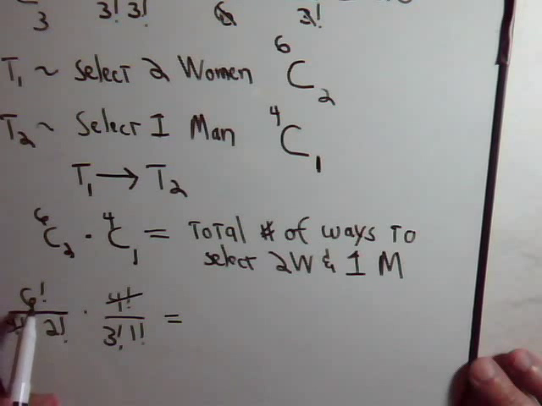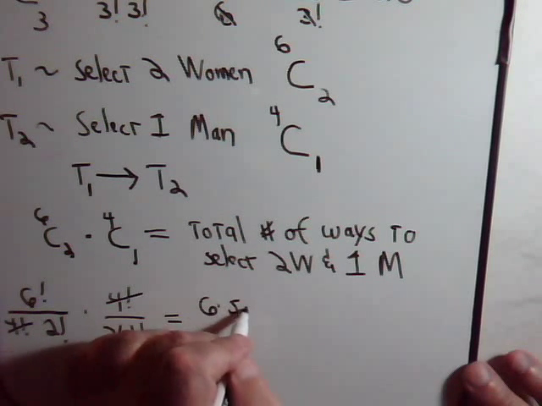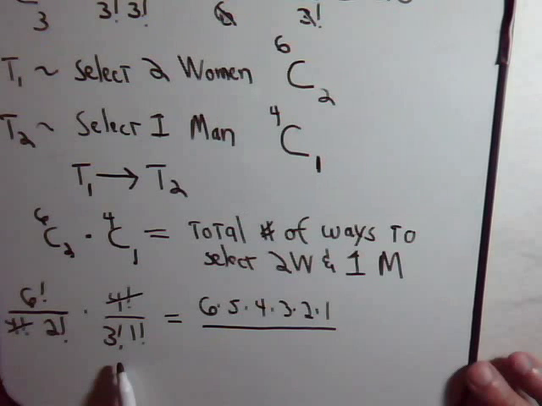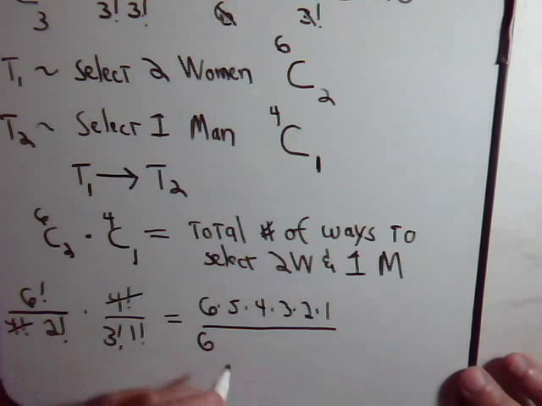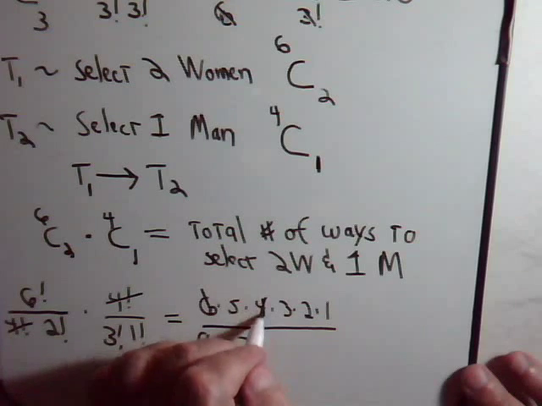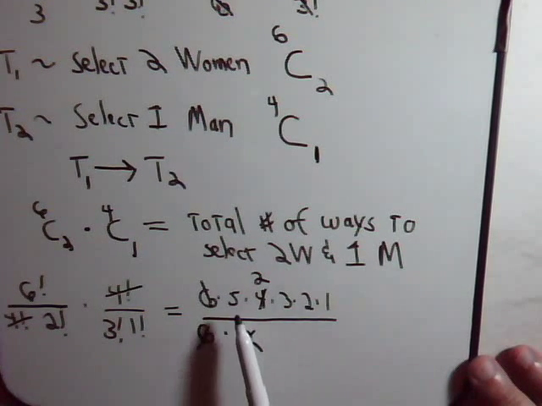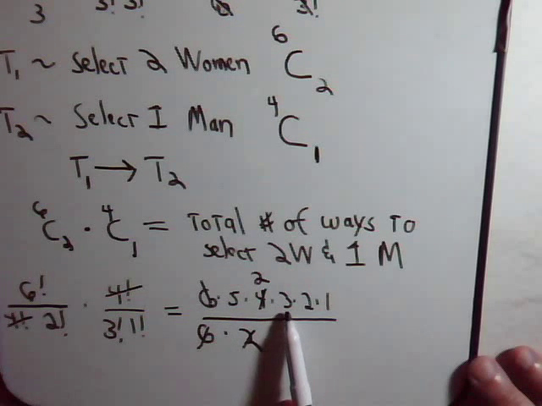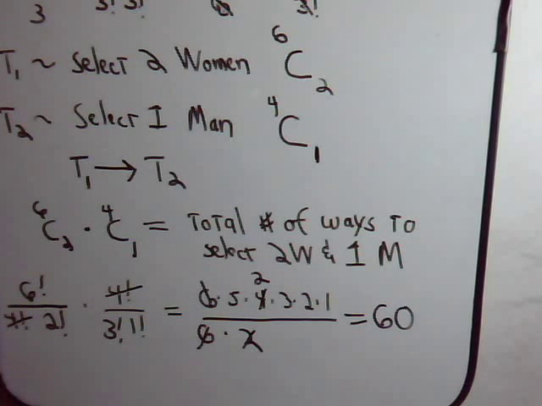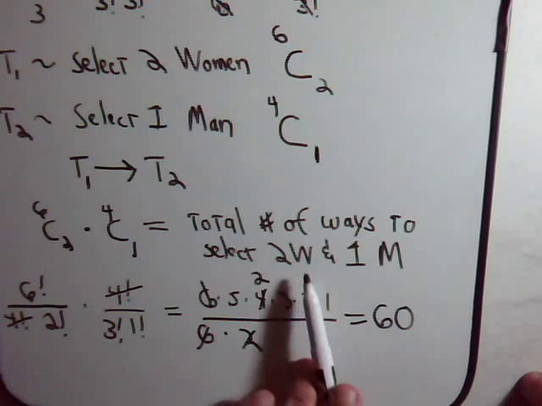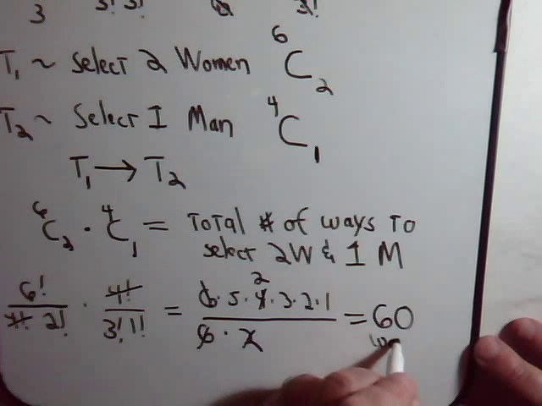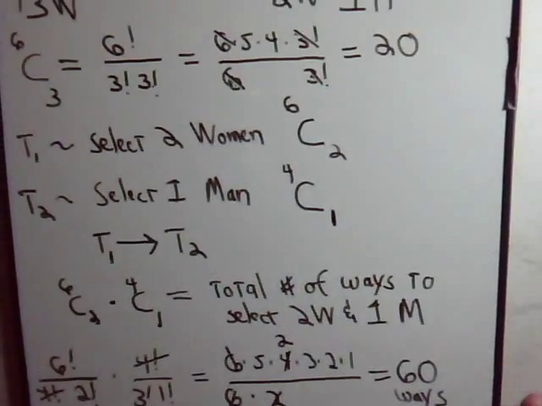This is equal to 6 factorial, 6 times 5, divided by 3 factorial, that is 6. 2 factorial is just 2. So this cancels, this cancels. This will go into there 2 times, and we have 5 times 2 is 10, times 4 is 40... rather, 30 times 2 is 60. So to select 2 women and 1 man to form our committee, that can be done 60 different ways. So let's go back to here.